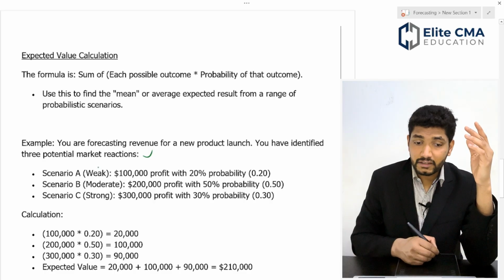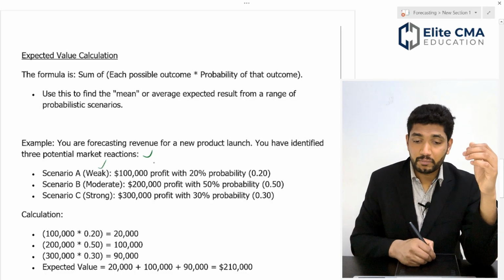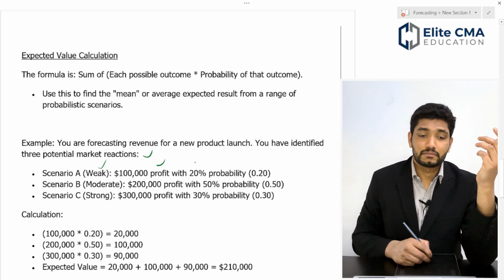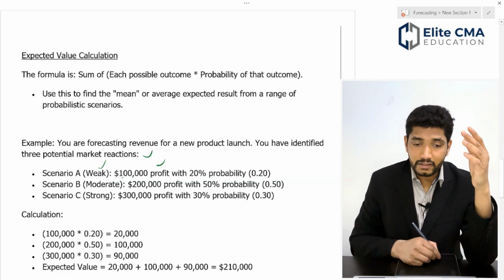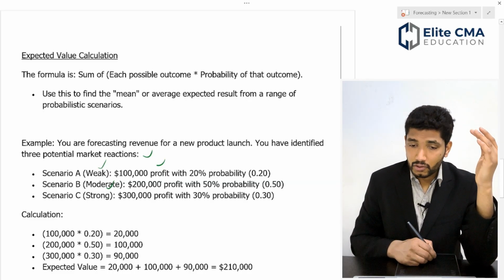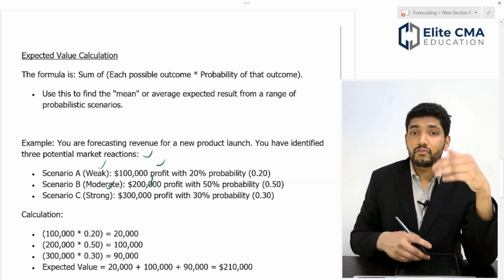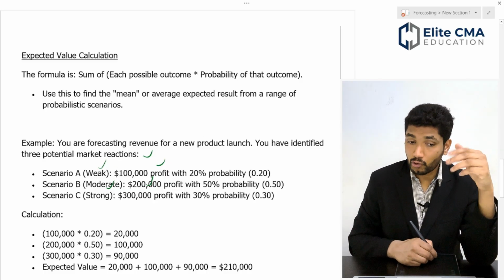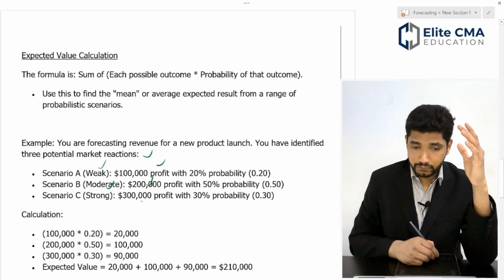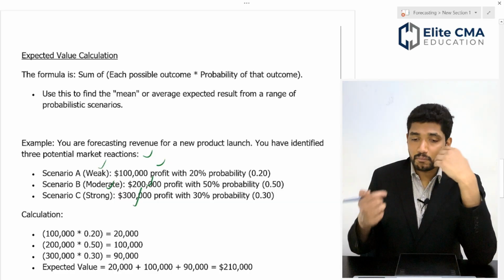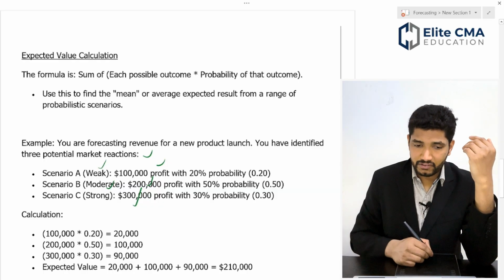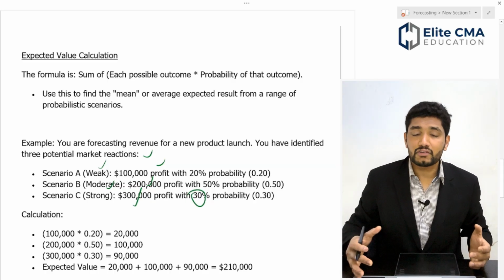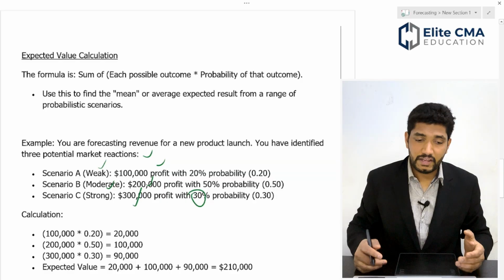Scenario A, weak, where you are expecting 100,000 profit, and the probability of this scenario is 20%. Scenario B, moderate, where you are expecting 200,000 as profit with a probability of 50%. Scenario C, strong, with 300,000 profit and a probability of 30%. So how will you calculate the expected revenue or expected forecast from these scenarios?